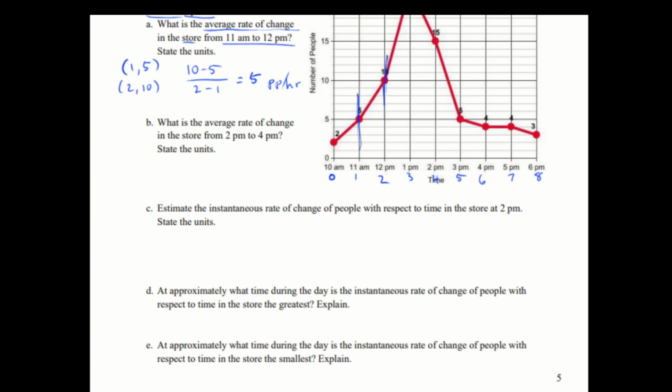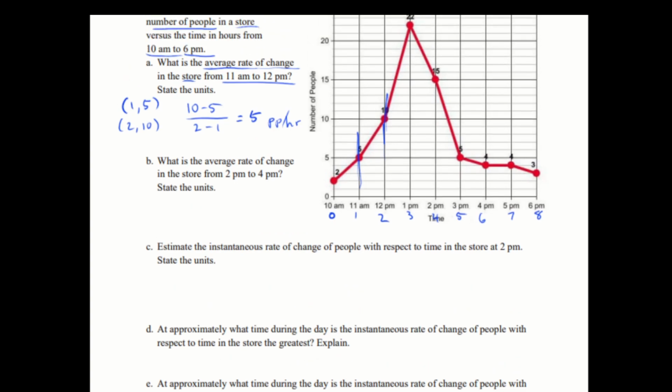And we basically apply the same thing here, right? 2 p.m. and 4 p.m. We have 6 and 4. We'll just do 4 minus 15 over 6 minus 4, right? And then we'll have negative 11 over 2 people per hour, right?